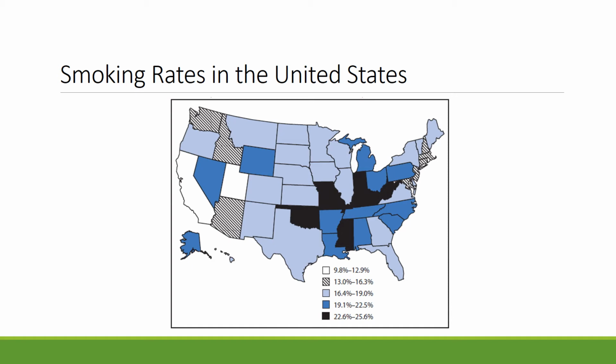Kentucky has the second highest rate of adult smoking in the country and one of the lowest excise taxes on tobacco products. The low excise tax on tobacco products is one of the reasons why Kentucky has the second highest rate of adult smoking in the country.